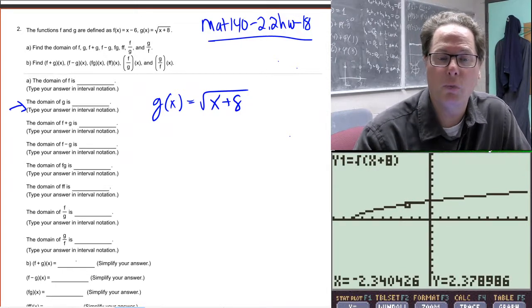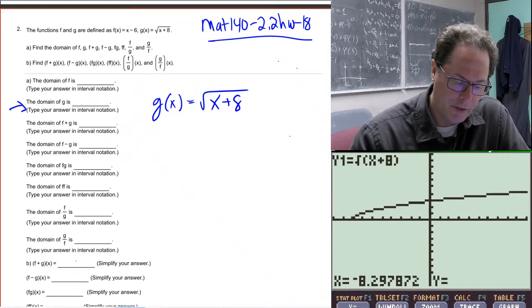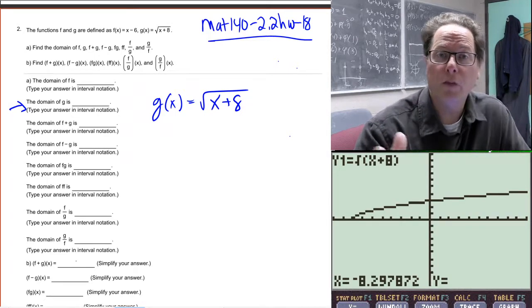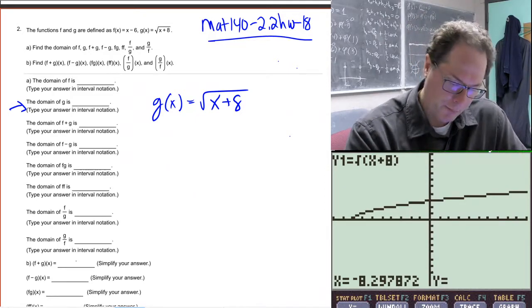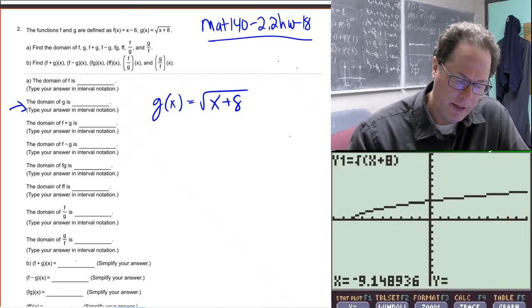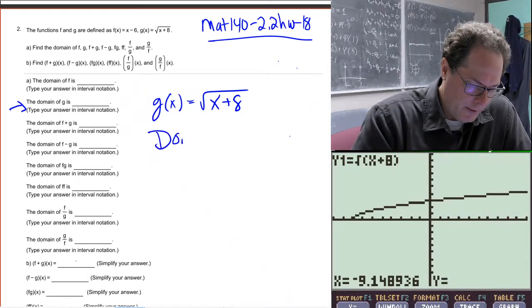It's defined at negative 2.3. In fact, it's defined for all these values until you get around negative 8. And then suddenly, see how the y value disappears? It's because it's no longer defined there. G is not defined at negative 8.29, or actually any number to the left of negative 8. And so we've actually found the answer to this question by a little bit of trial and error.